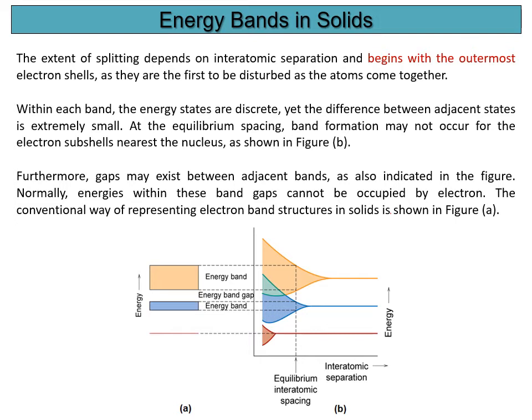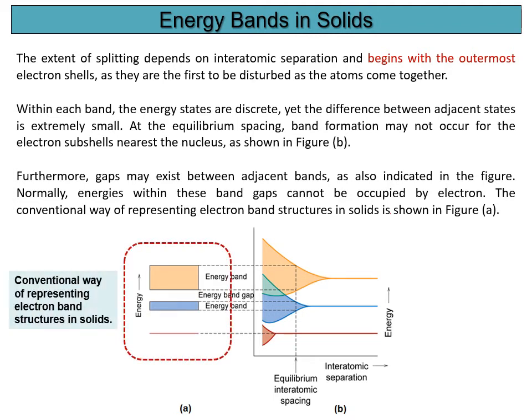The conventional way of representing electron band structures in a solid is shown in figure A. So rather than using this kind of figure, we will use this type of figure, which is easier to understand, the energy band.